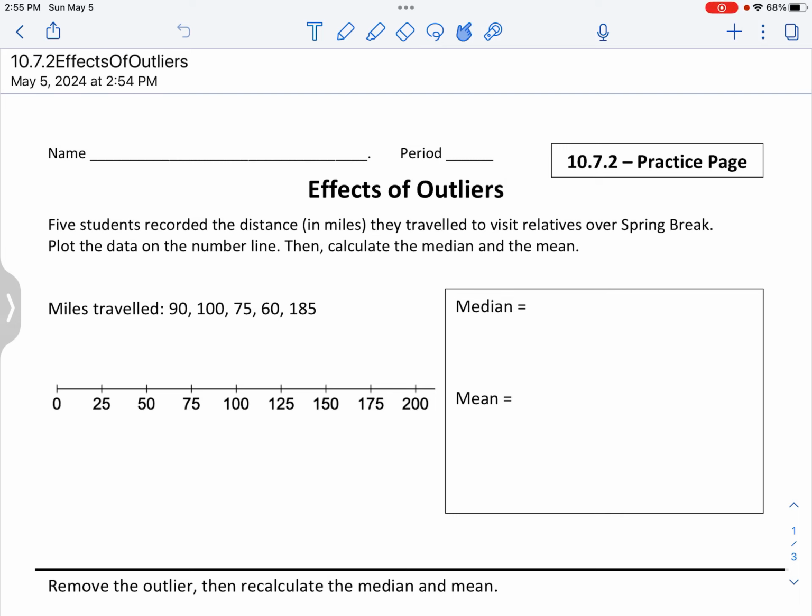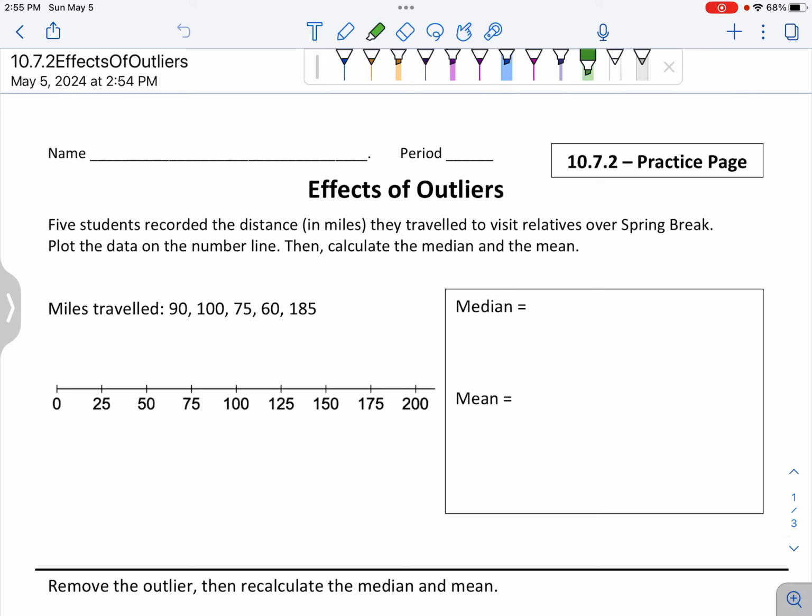Hey, sixth graders, here's your help video for 10.7.2. We are examining outliers, data points that don't fit in with the other ones. They just stick out, and how they affect the median and the mean.